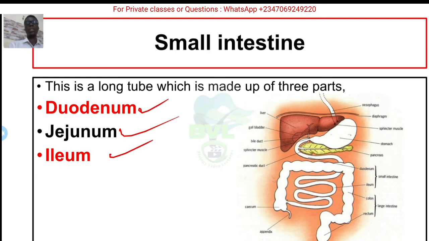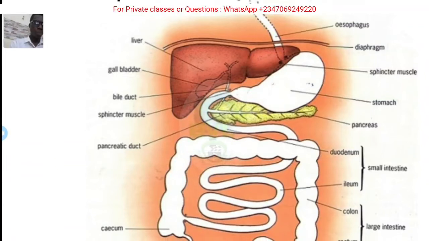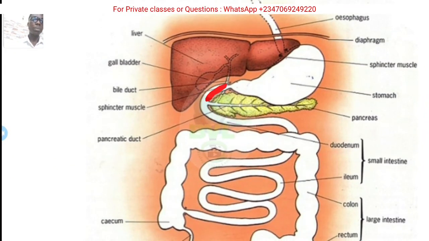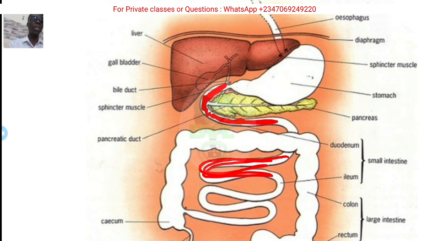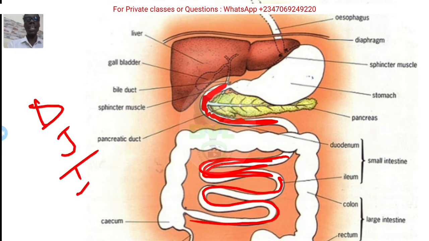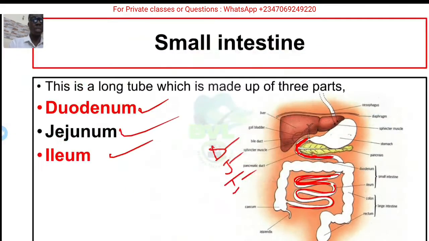Now, duodenum is the first part. Let me show that here. This part I'm tracing out is the duodenum. Then this other part here is the jejunum. Then this last part is the ileum. So I used to call it DJI, duodenum, jejunum, ileum, in that sequence. So the first part of the small intestine connected to the stomach is the duodenum. You don't want to forget that, really. And the last part is the ileum, DJI. All right, you can pause the video to take a closer look at this.